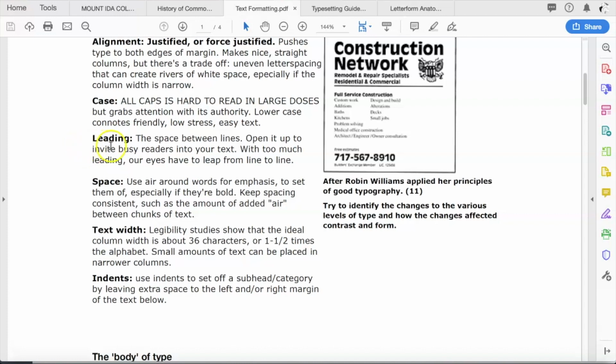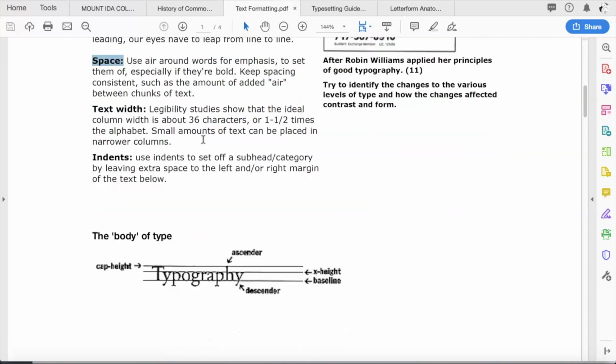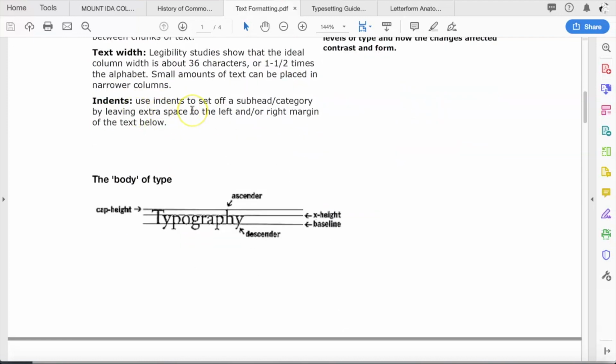There's units of measure. There's ways of measuring, like leading, which I will demonstrate in the next lecture, which is the vertical space between lines of type. Of course, space, also known as negative space, is that air around your letter forms. We just talked about that. The width of the type, right? Indents, you should be familiar with indents. If you're typing a paper, sometimes you want to indent.